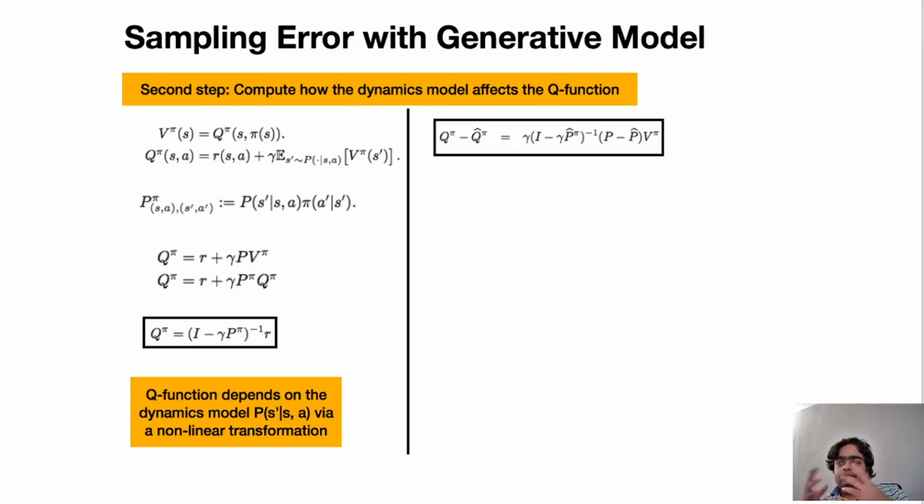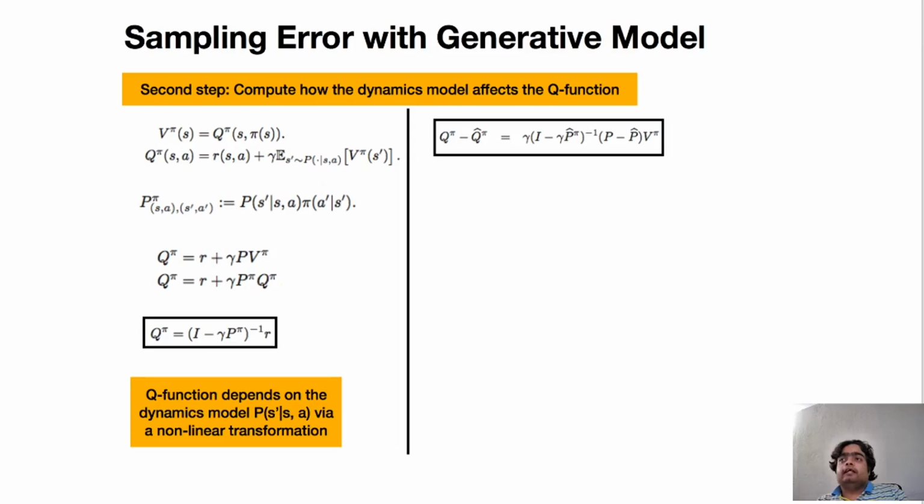So I've written down the result on the right part of the slide, which says Q pi minus Q hat pi is equal to the I minus gamma P hat pi inverse matrix times something that resembles P minus P hat, which is the difference between the change in dynamics. So if you put P equals P hat, you will find that this right-hand side is 0, which is consistent with our intuition that if the dynamics model doesn't change, you should be able to estimate the true Q function.